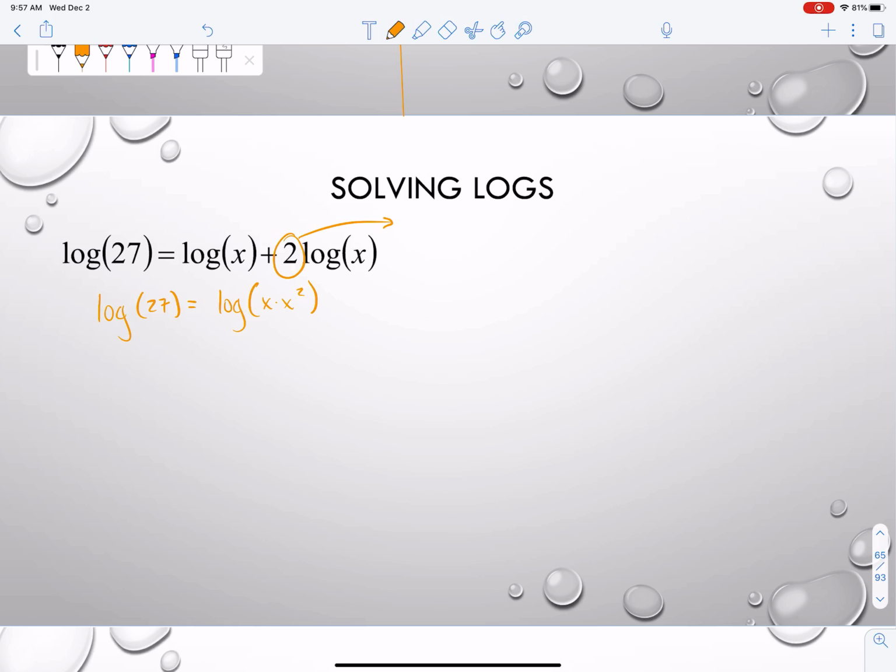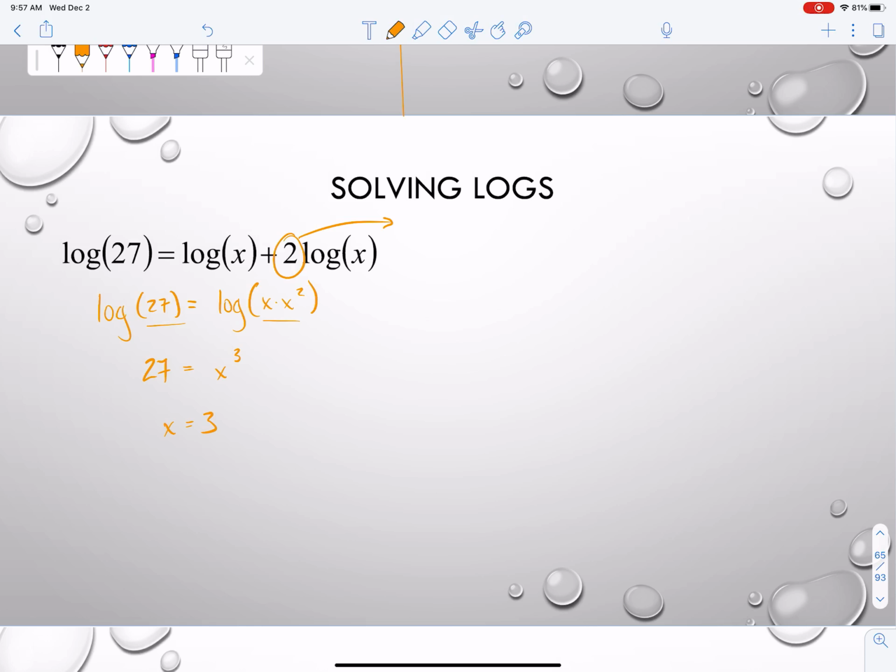So here I have single logs, same base on each side. The only way this is true, log equality property, is if these quantities are equal, so here we get 27 equals x cubed, and if I take the cube root of each side, we get x equals 3. Okay.